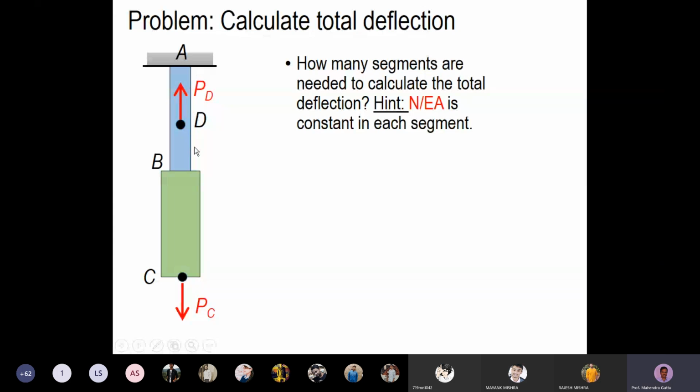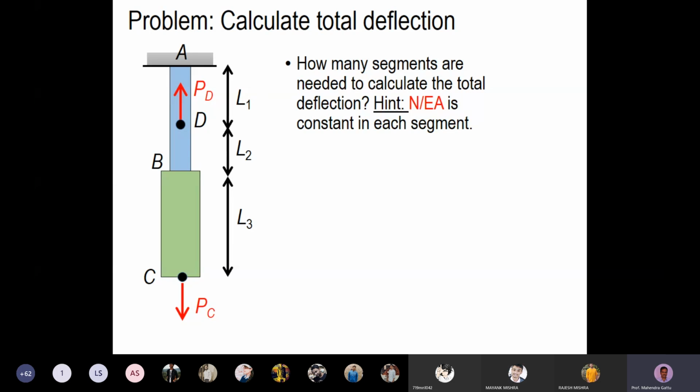But if you look carefully at AB, there is this point load acting upward. So the tensile force in this part will be different from the tensile force in BD. There will be different tensile forces here, so we have to divide this bar into 3 segments: AD, BD, and BC. Now, we divide this bar into 3 segments and do the analysis.